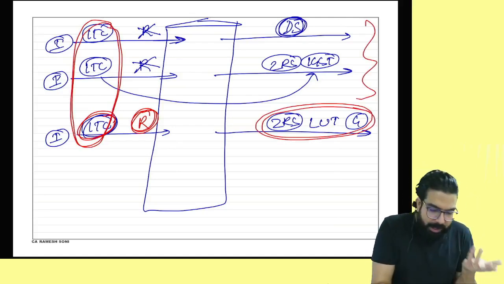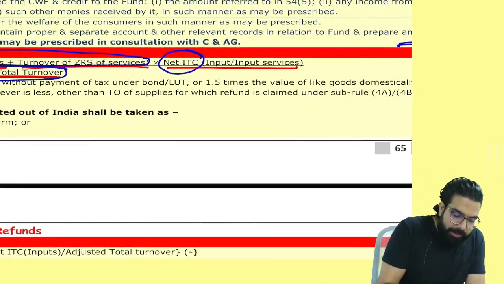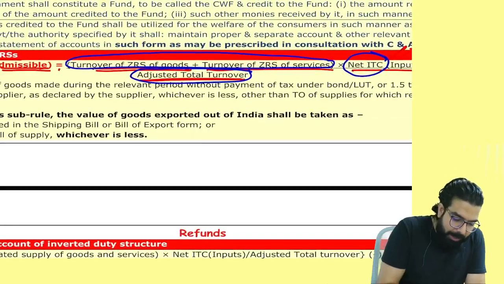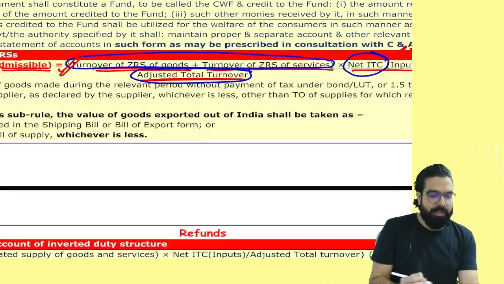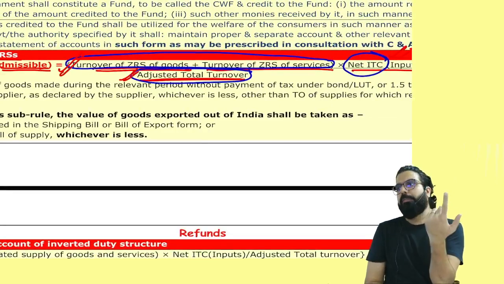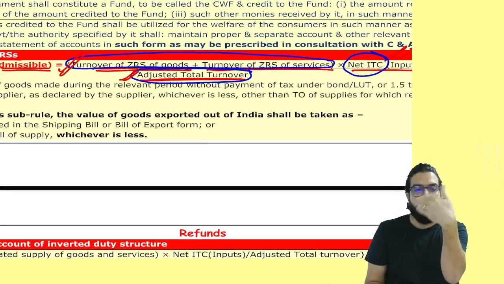Do you guys agree with me? And that is what is being told over here. See, the net ITC multiplied by the turnover of zero-rated supply of goods and services divided by adjusted turnover. Are you clear, everyone? Can I modify the example a little more?